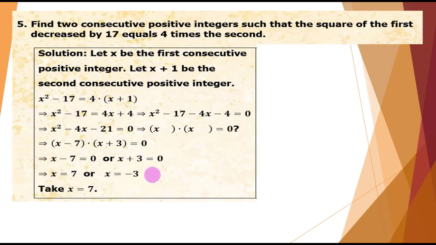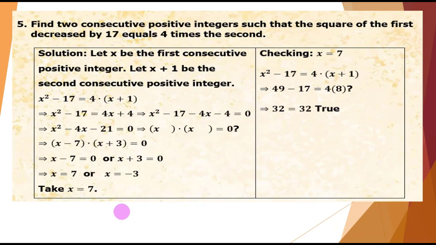Since we are asked to find positive integers, we take x equals 7. Of course, what follows 7 is 8, right? So let's check. x equals 7. Then we have x squared is 49 minus 17. Is this equal to 4 times 7 plus 1, or 4 times 8? We have a question mark. So 49 minus 17 is 32. Then 4 times 8 is 32. So we have a true statement.